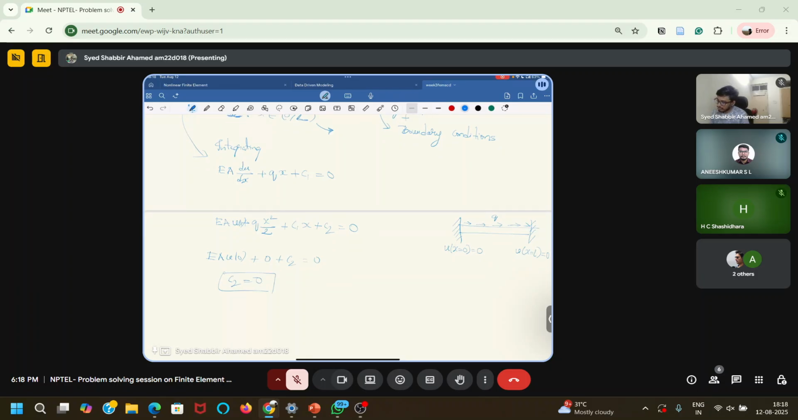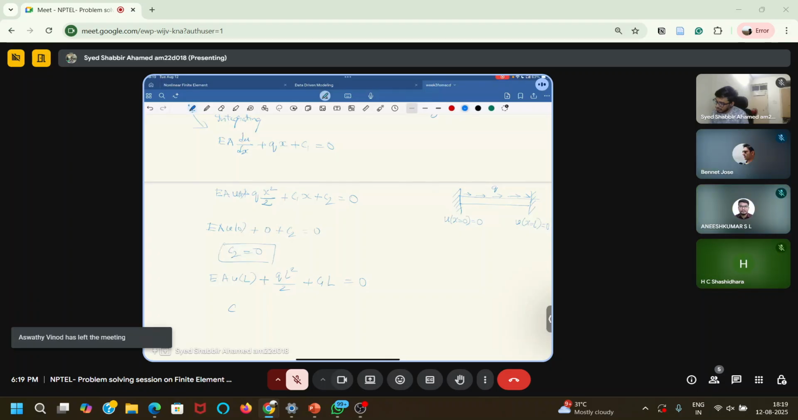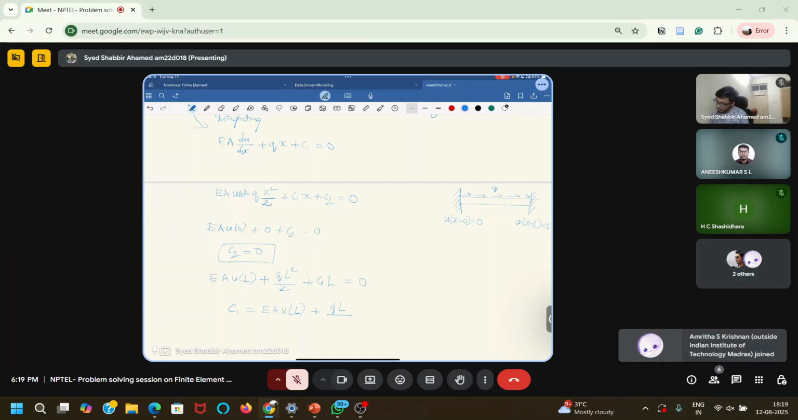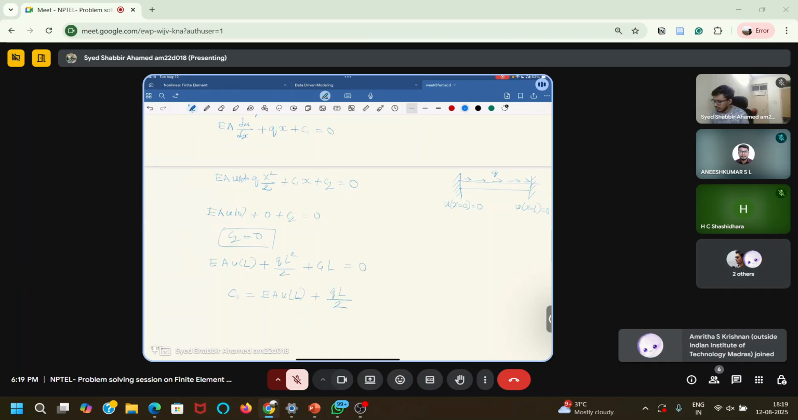Now again, here I'll substitute C2 is equal to 0. Now I will take u of L is equal to 0. C2 is already 0, so I'll get C1 is equal to P into u of L plus q L by 2. So u of L is 0 again. So this is minus. So C1 is equal to minus q L by 2.